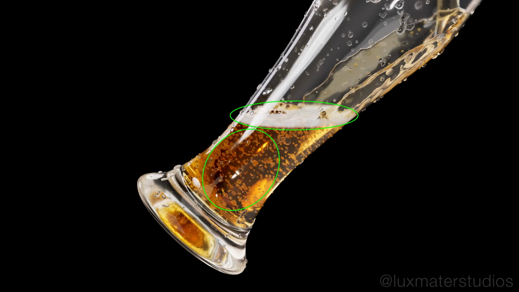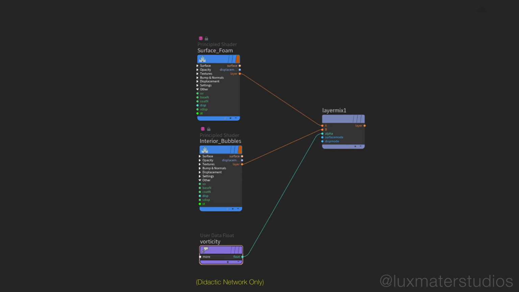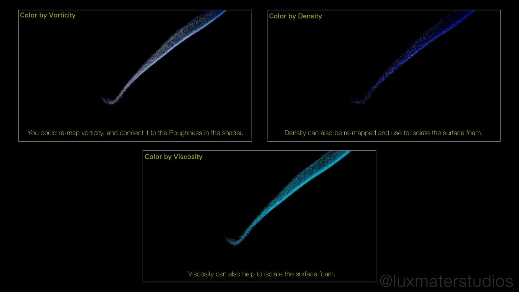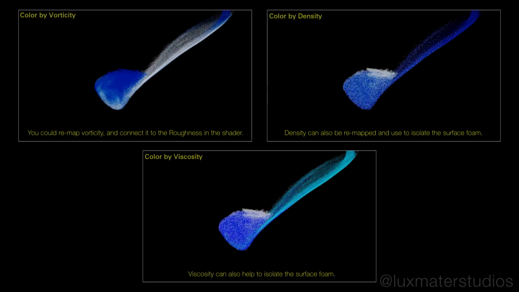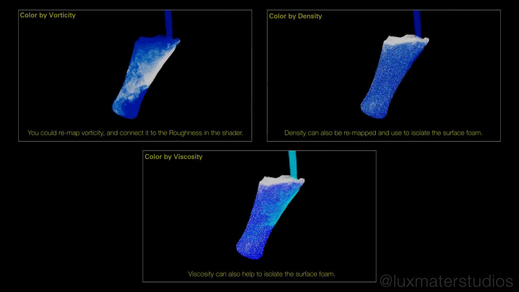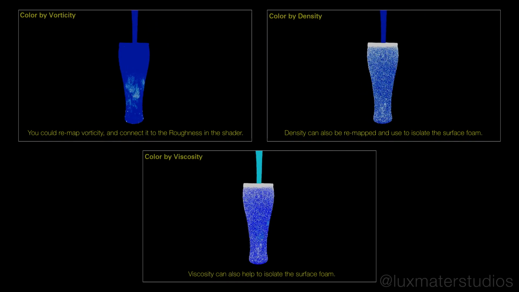So, how do we solve this issue? Well, in any render engine you can mix materials, and that solves the problem, right? Yes, but how to control the mix of the materials? Well, you can use attributes from the simulation such as vorticity, density, and viscosity. Let's check the simulation flipbooks again to realize how useful these parameters are for the shading process.